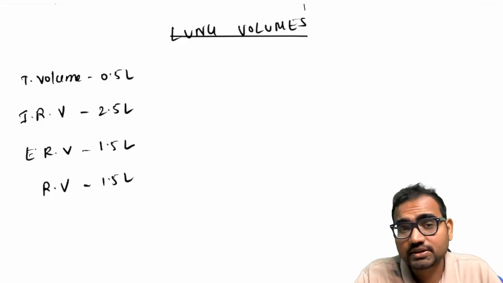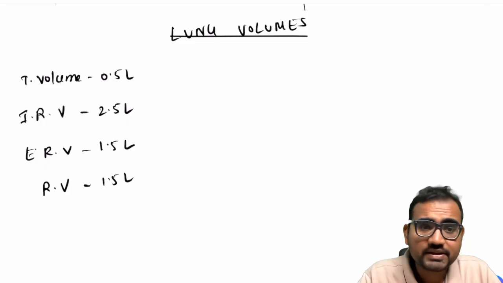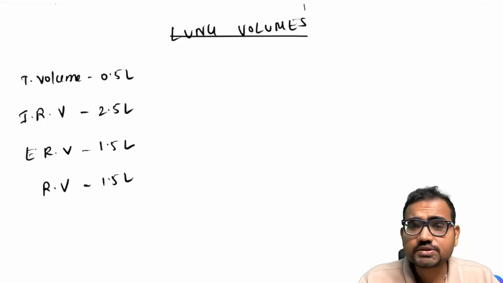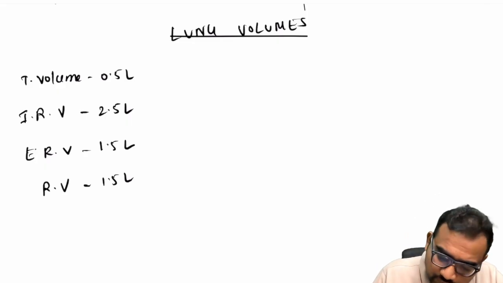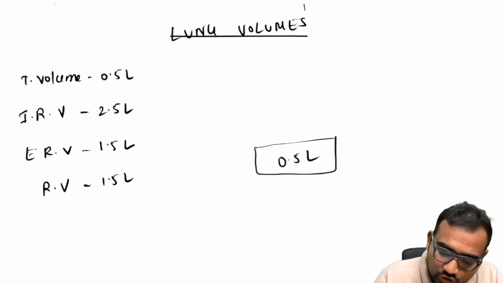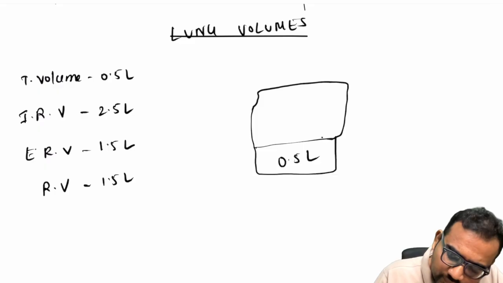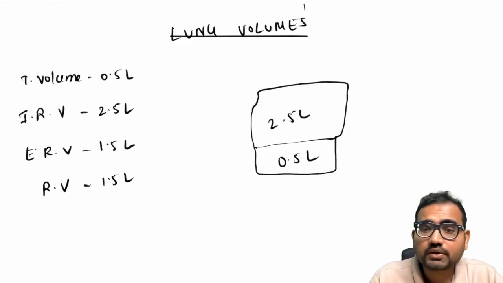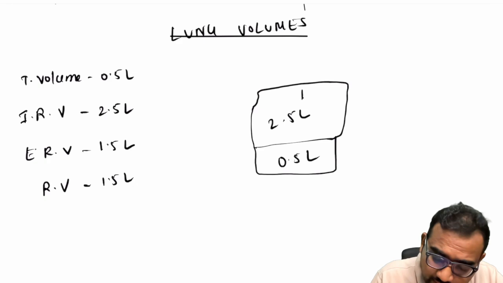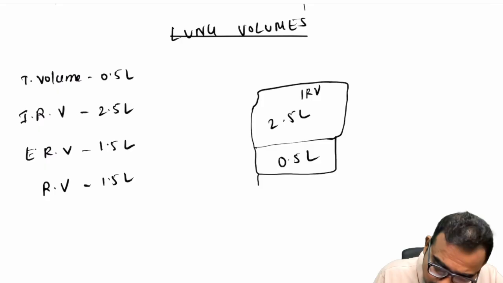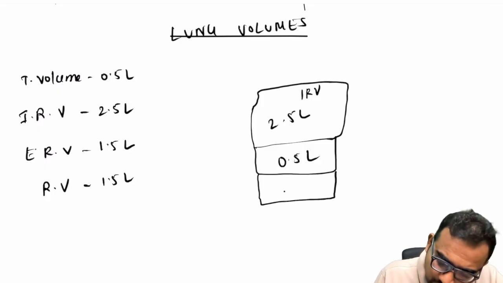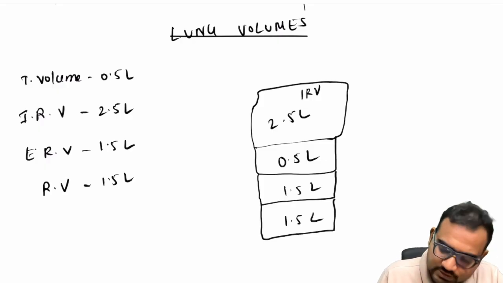So inspiratory reserve volume, expiratory reserve volume, residual volume and tidal volume. With these values, we can find out the capacities of the lungs. As I told you, you have a tidal volume, around 0.5 liters. On top of the tidal volume, I can inspire the maximum amount of air, that is inspiratory reserve volume. It is around 2.5 liters. On top of the tidal volume, I can expire as much as I can. It is expiratory reserve volume. It accounts to around 1.5 liters. And there is residual volume. It accounts about 1.5 liters.